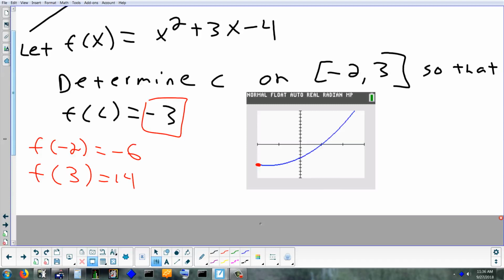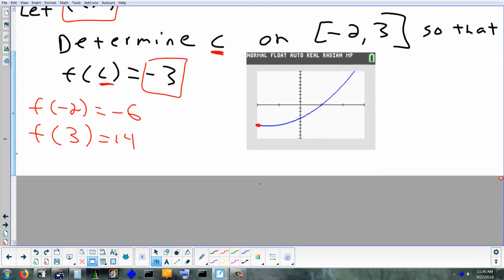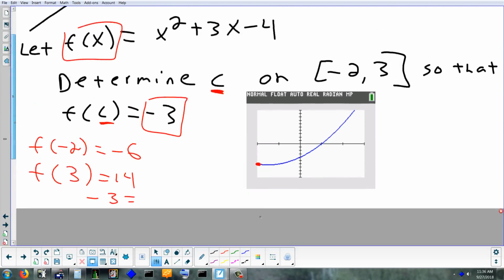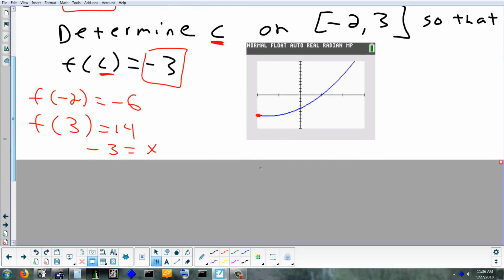We would put it where the f of x is in the original. Yeah, we're going to plug it where f of x is, because we're trying to find a value for c, so that when you plug it in, in place of x, you get -3 for the value. So let's try that. So -3 equals x squared plus 3x minus 4.